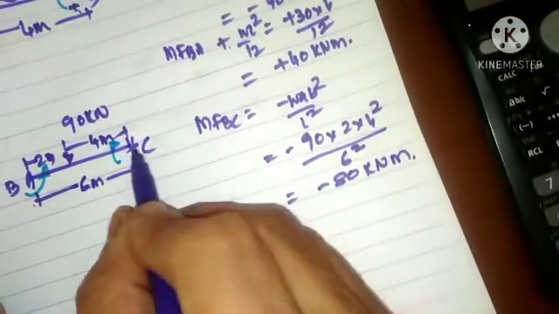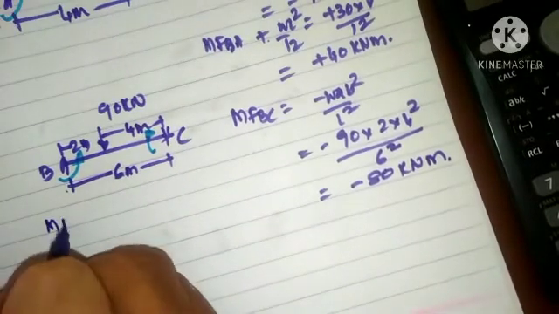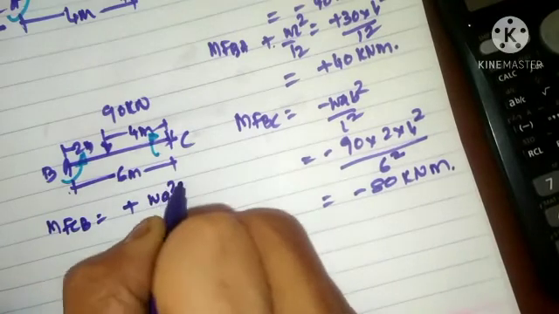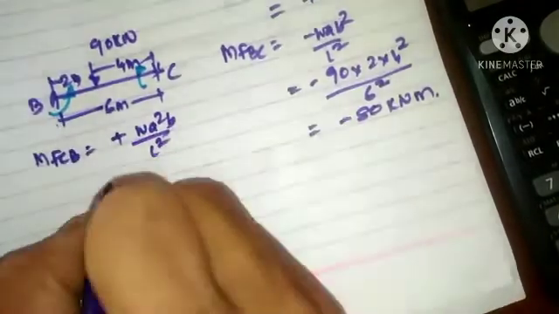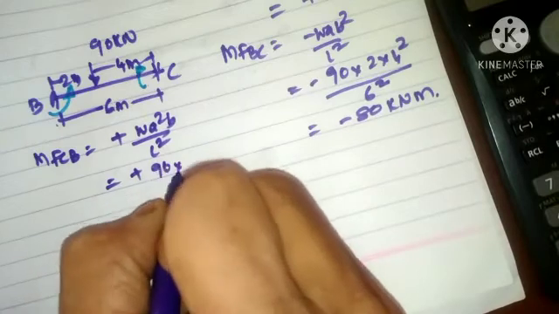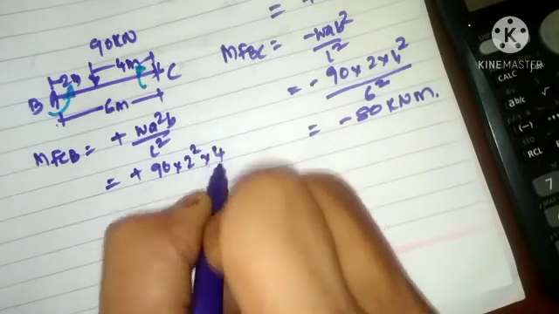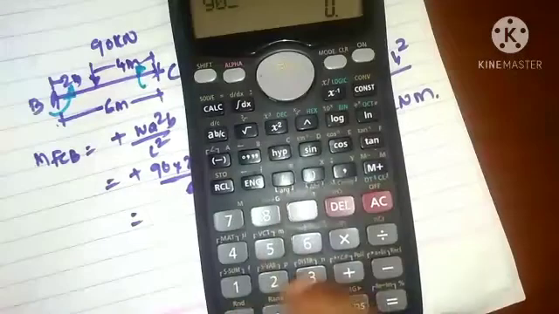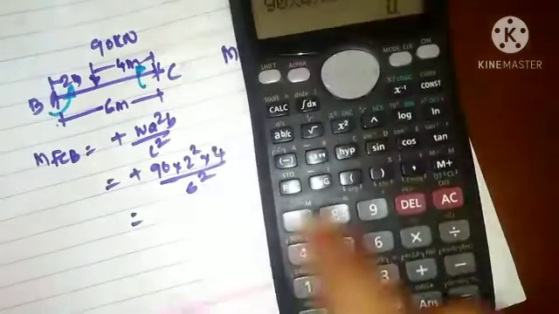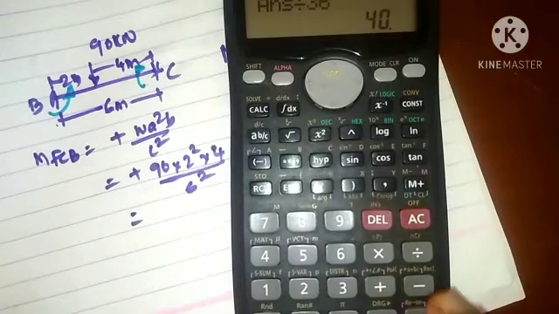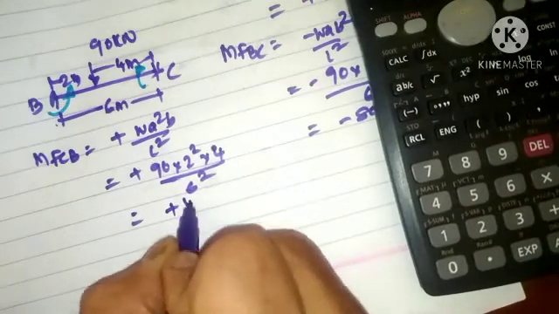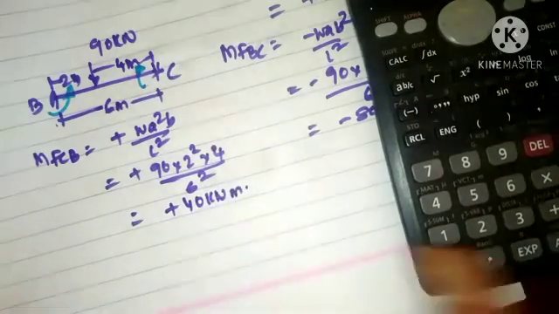Check the magnitude of moment from MFCB now. MFCB will be, as the direction of rotation is in clockwise direction, plus W A square B divided by L square, which will be plus of 90 into 2 square into 4 divided by 6 square, which value will come as 90 into 4 into 4. 2 square will be 4, into 4, divided by 6 square, which is 36, which comes out as 40. So MFCB will be plus of 40 kilonewton meter.